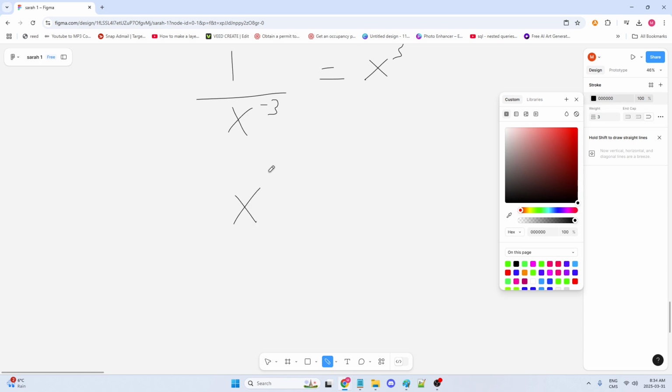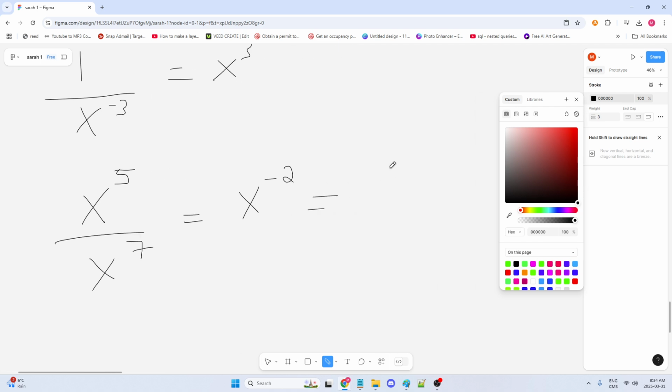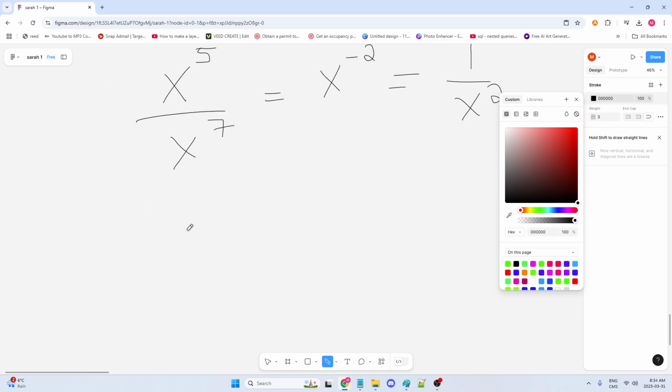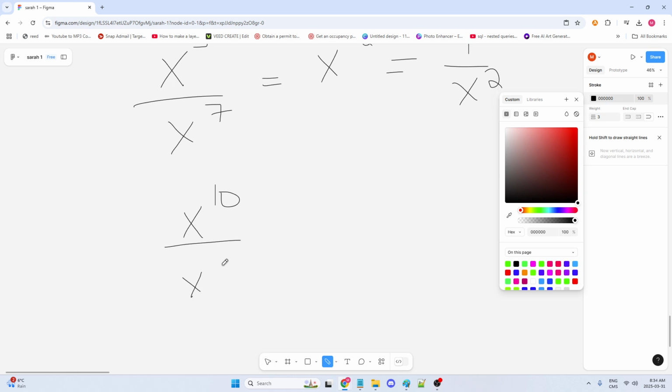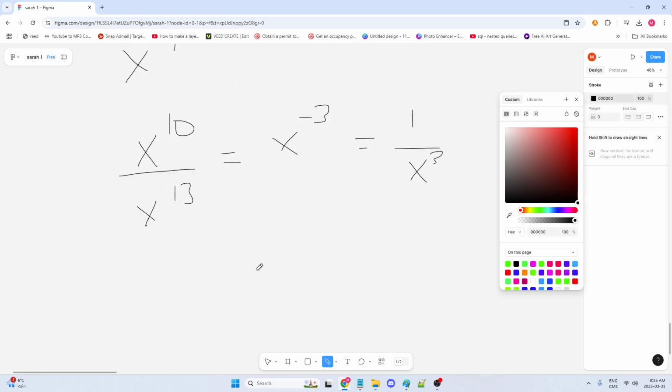So you have x to the 5 over x to the 7 is equal to, so you do the same thing. So 5 minus 7 is minus 2, which is equal to 1 over x to the 2. Voila. Let's try another. So x to the minus 10, you have 10 here, you have let's say 13. So 10 minus 13, x to the minus 3, which is equal to 1 over x to the 3. Vale.